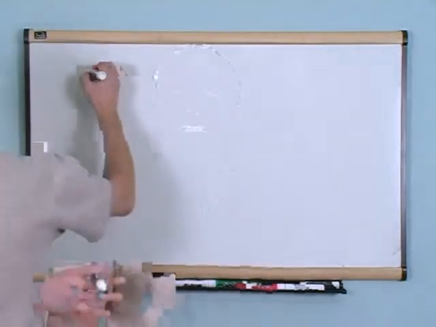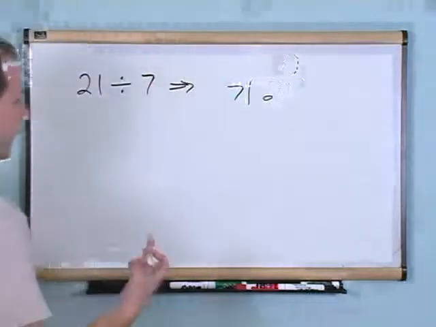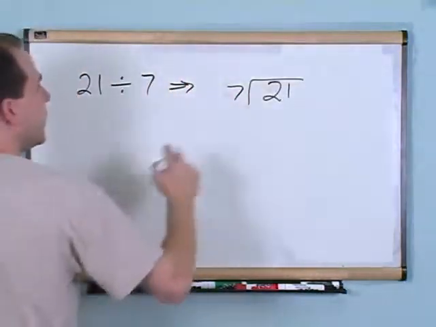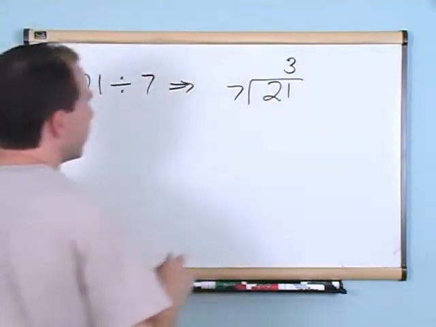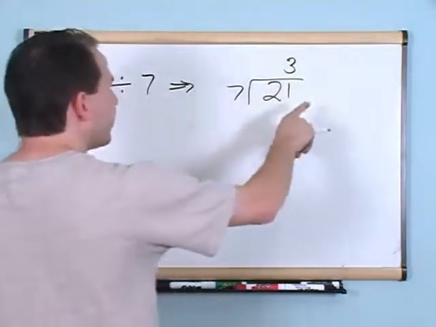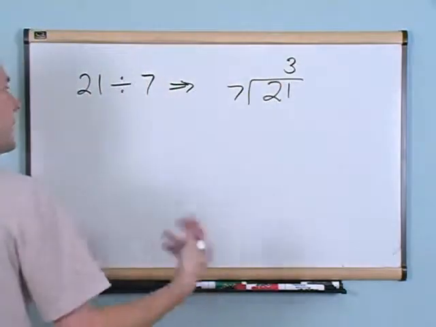Let's say you have 21 divided by 7. Because what I'm looking for is 7 times what number gives us 21? 7 times 3, according to our times tables, is going to give us 21. So we think this is the answer, and that's perfectly fine, but let's go ahead and make sure.